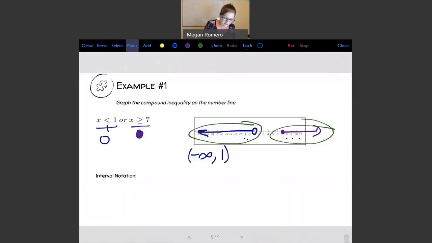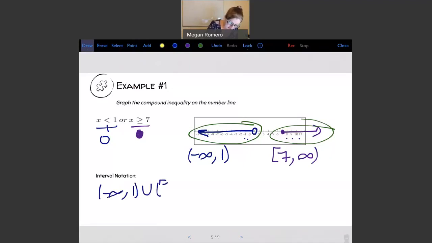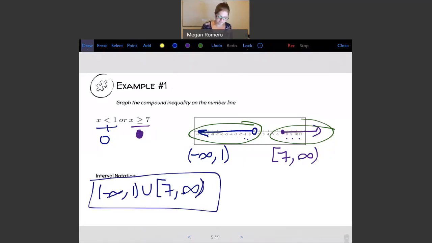For our next set, our leftmost endpoint is 7, and since there's a closed circle there, we're going to use a bracket. And it goes on and on and on forever in the positive direction, which means we're going to infinity, and infinity always gets a parenthesis. Now the way to write these sets, since we have two of them here, we write them using what's called the union, or the U. So we have negative infinity to 1, and 7 to infinity. That should be a bracket, I'm sorry. So what's boxed is our final answer.